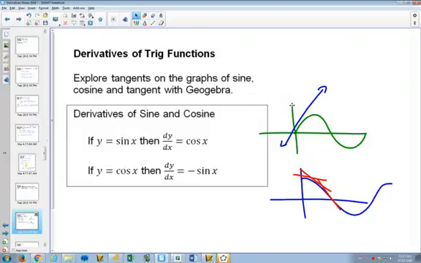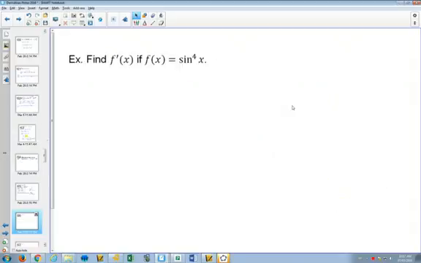So now we can do all of our derivative rules that we've learned up till now and include trig functions in there. So now we can have trig functions with the chain rule, trig functions with the product rule. And all we're adding is we know that the derivative of sine is cos and the derivative of cos is negative sine. So here's our first one.